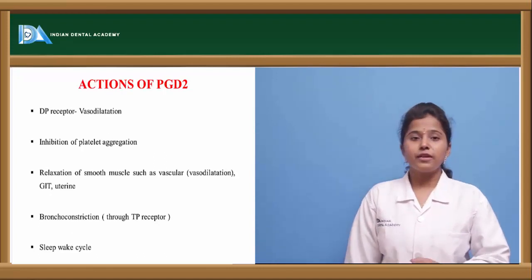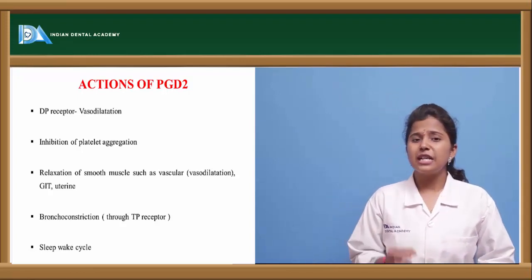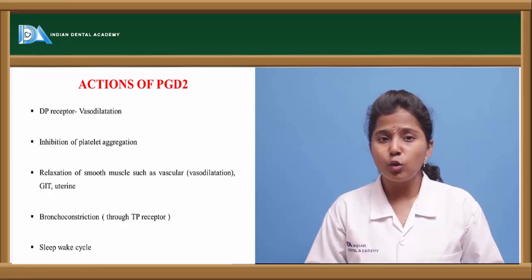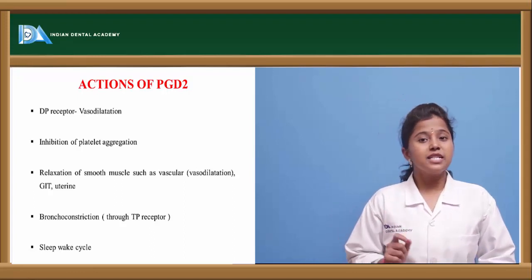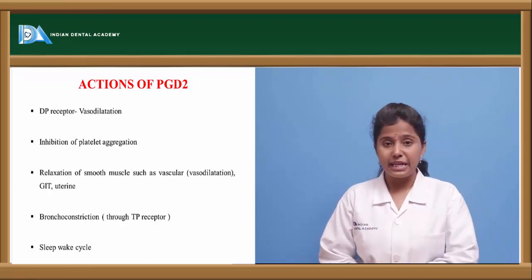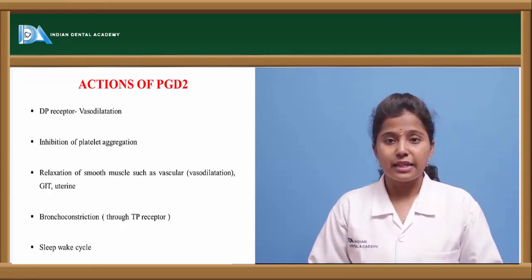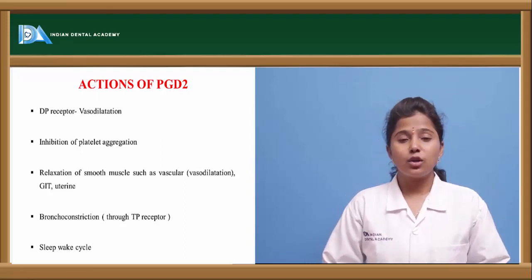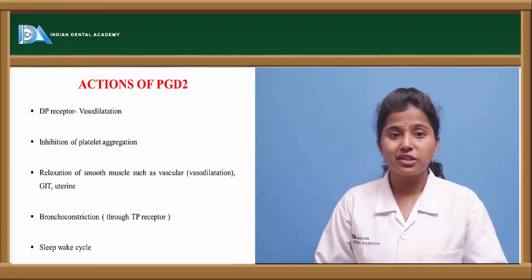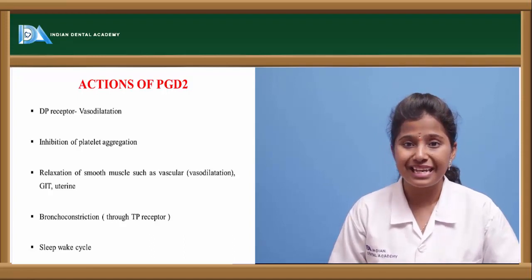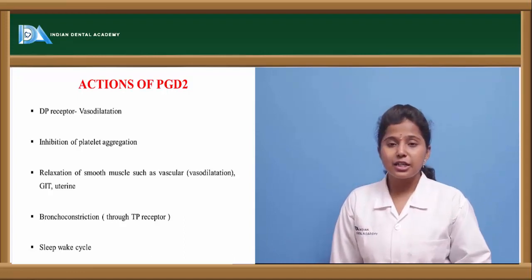Let us see a few of the actions of PGD2. PGD2 specially acts on DP receptors, whereas PGE2 acts on EP receptors as well as all the other types of receptors. But PGD2 binds only to DP receptors, that is, PGD2 receptors, where it causes vasodilation. It causes dilatation of the vascular smooth muscles and it inhibits platelet aggregation, whereas PGE2 potentiates platelet aggregation.